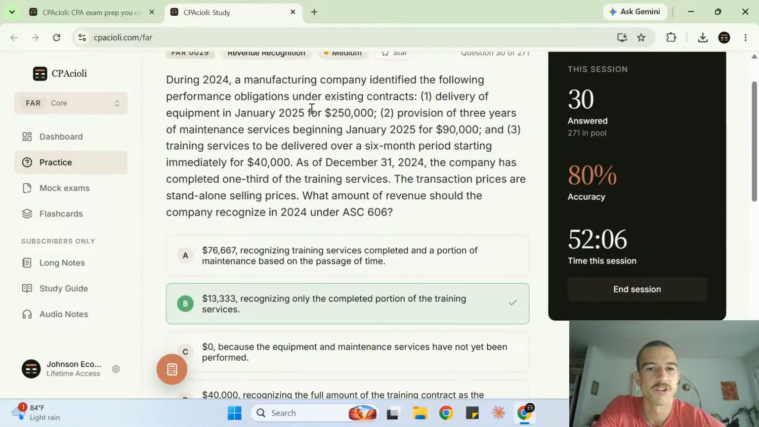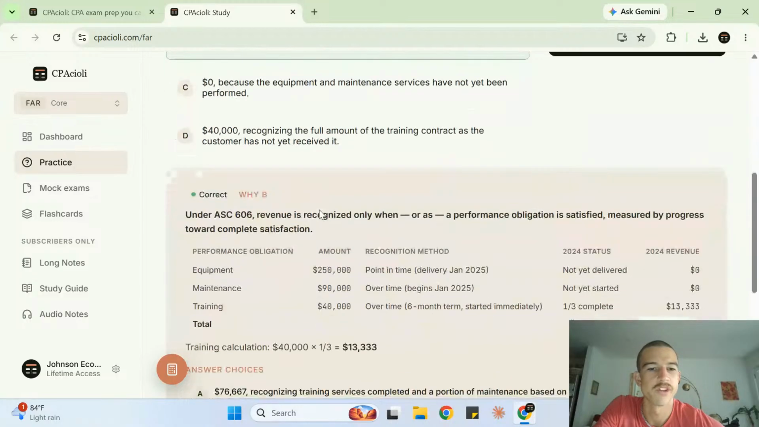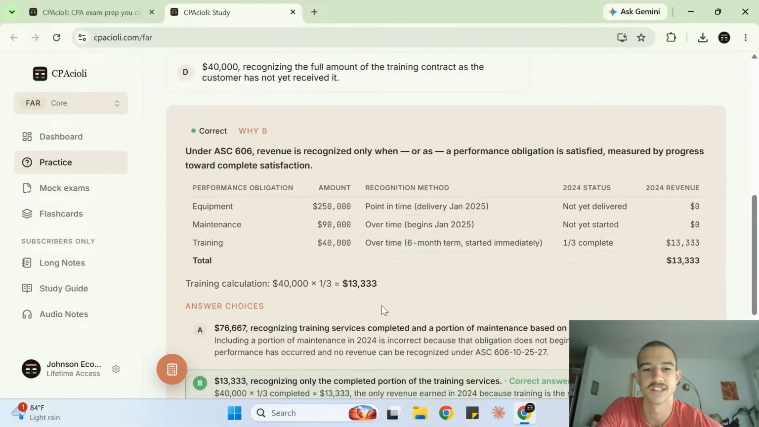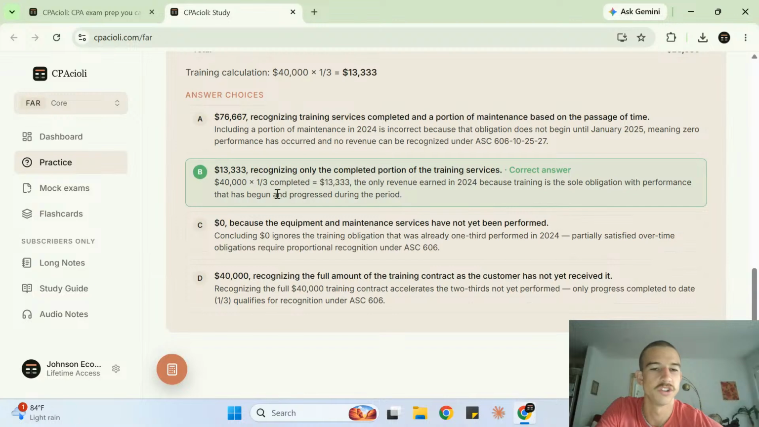Yeah, see, that was all for 2025. That threw me off. So revenue is recognized only when or as a performance obligation is satisfied, measured by progress toward complete satisfaction. So it's just the 40K times 1/3. It's not the rest because that was in 2025. The only revenue earned in 2024 is from training, because training is the sole obligation with performance that has begun and progressed during the period.